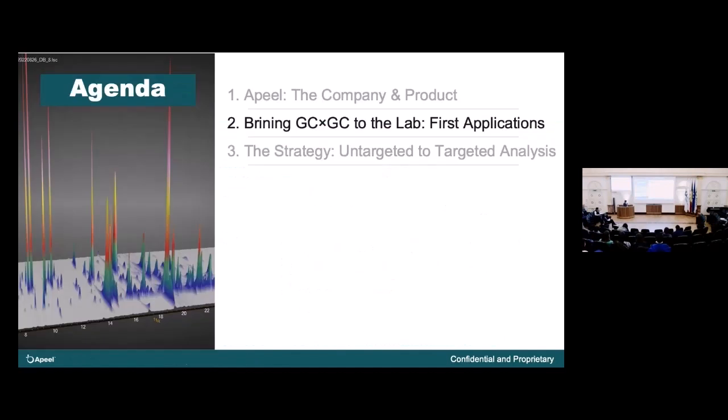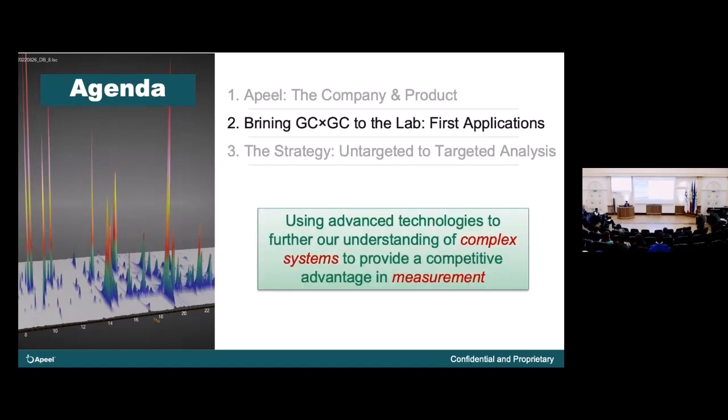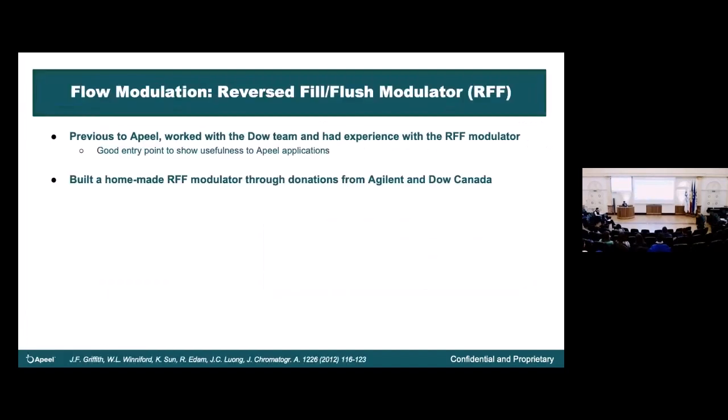But we're working with fruit. They're really complex systems. So this kind of gears towards a very comprehensive solution for measurement. So this is why we started looking at GC-GC. So our idea here is really to use these advanced technologies to understand more about what's going on with the fruit so that we can have a competitive advantage in measurement.